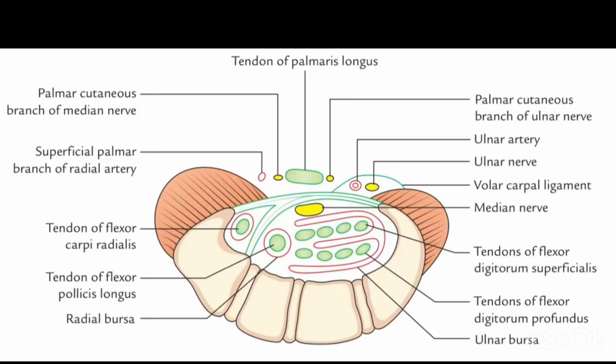The next one is the palmar cutaneous branch of the ulnar nerve. All palmar cutaneous nerves do not pass inside the carpal tunnel. They pass superficial to the carpal tunnel, which is superficial to the flexor retinaculum.